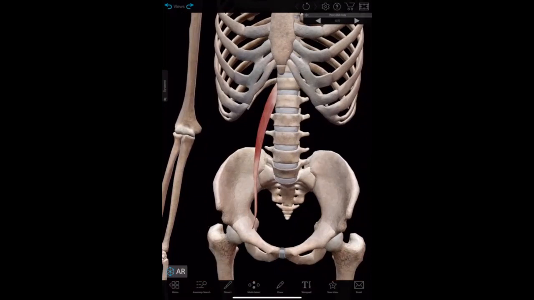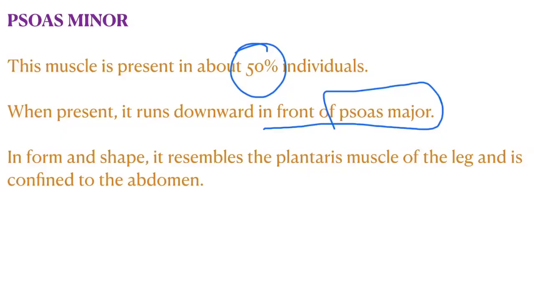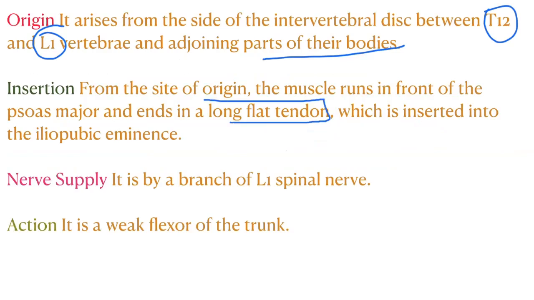It is a thread-like muscle, compared with the plantaris muscle. It resembles the plantaris muscle of the leg and is confined to the abdomen. It arises from the side of the intervertebral disc between T12 and L1 vertebra and adjoining parts of the body. From the site of origin, the muscle runs in front of the psoas major and ends in a long flat tendon, which is inserted into the iliopubic eminence. It is a weak flexor of the trunk.